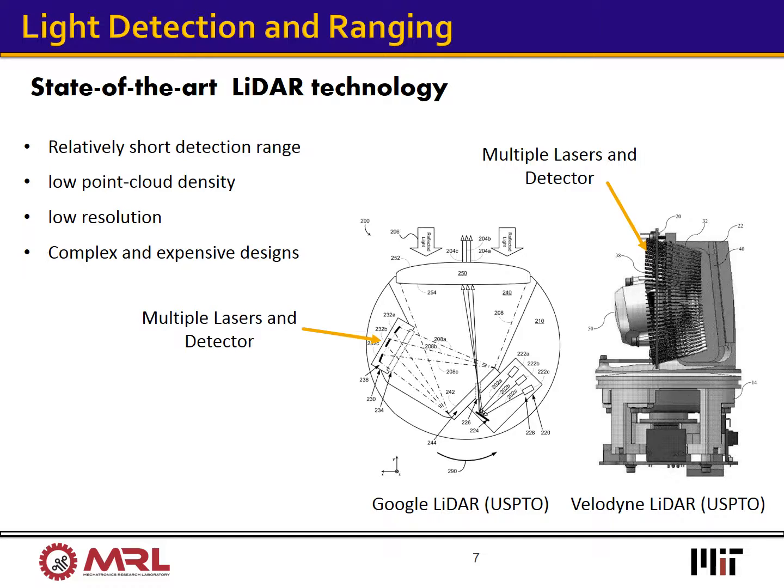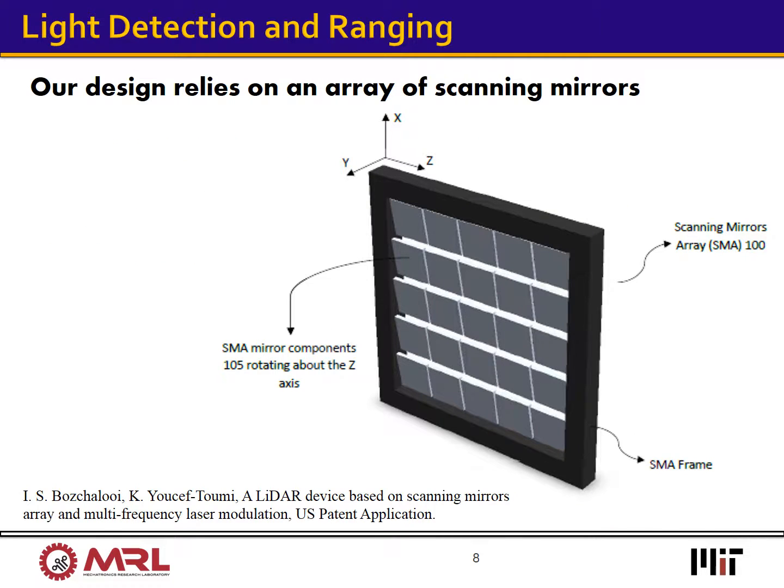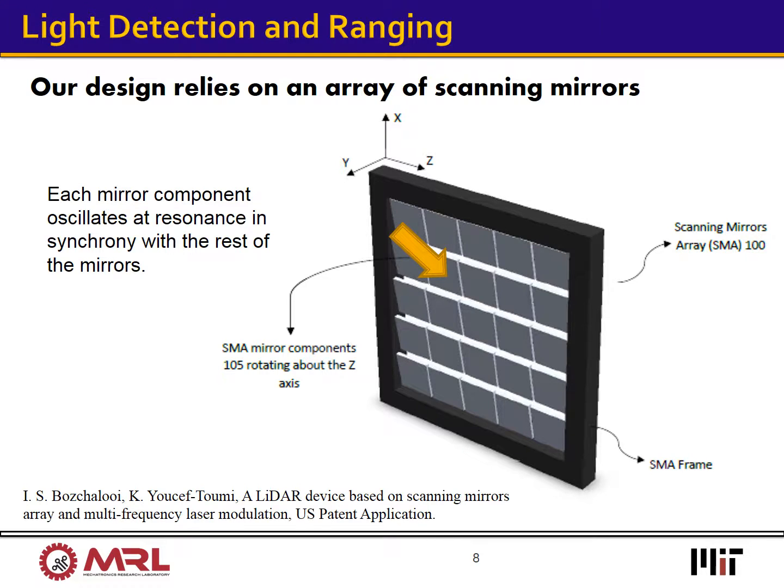Many of these limitations can be avoided by redesigning various aspects of the instrument. We have designed a new LiDAR system that uses an array of scanning mirrors. Each mirror component is relatively small, with less than a square centimeter area, and is mounted on a resonating base. These mirrors can all oscillate synchronously at resonance to scan a laser beam on the surroundings and capture the returning light at the same time.